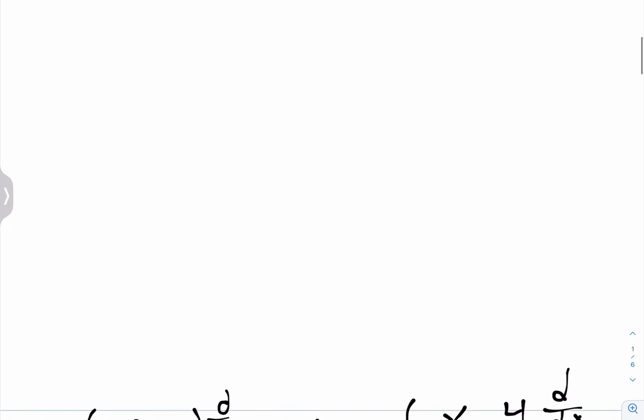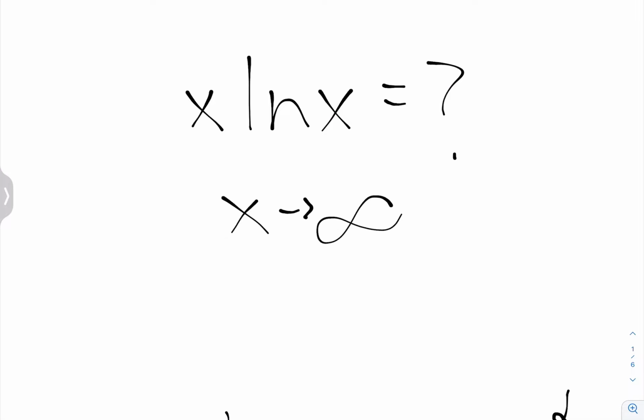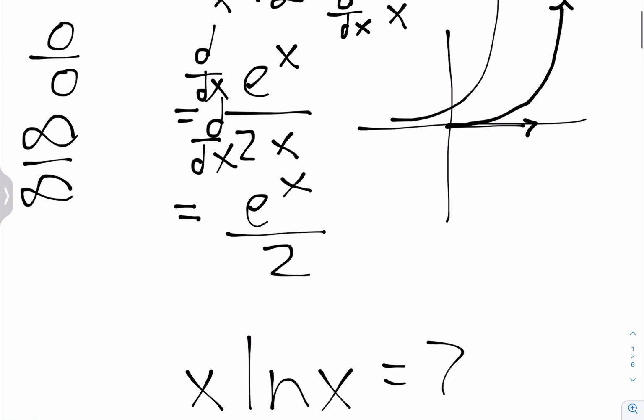Okay, in my next video, I'm going to talk about using L'Hopital's rule to find limits of products. So for example, x times the natural log of x, what does that equal as x approaches, say, infinity? How can we figure that out? Okay, we're going to use a similar method. It's just going to be one more step.